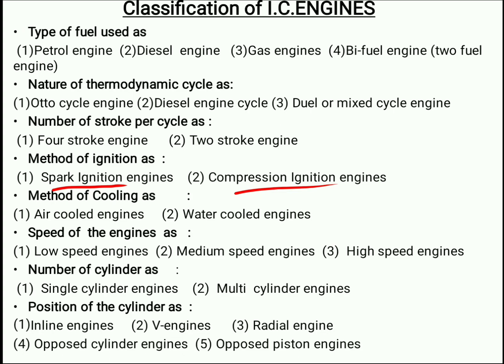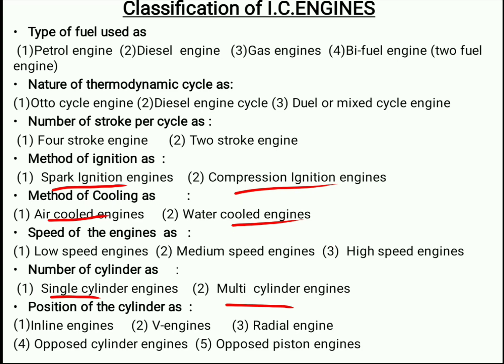Now based on the method of cooling, if the engine is cooled by air, then we call it air cooled engine, and if it is cooled by water, we call it water cooled engines. Based on the speed of engines, we can classify it as low speed engines, medium speed engines and high speed engines. Based on number of cylinders, if we are using only one cylinder, we call it single cylinder engines, and if we are using more than one cylinder, we call it multi-cylinder engines.